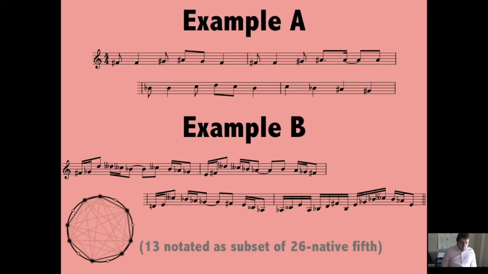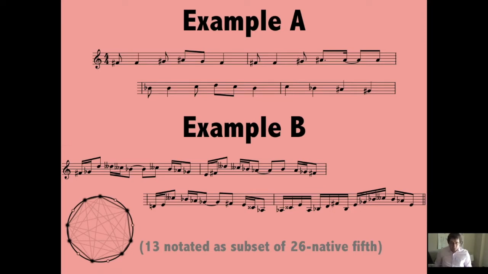So here is the music for our examples. These are notated as a subset of 26-tone equal temperament and its native fifth. You can see that example A looks really simple, and it gets us to focus on each of its little miniature tonal centers in the bar, like a center of F sharp, then B flat, and then C. In fact, you can almost turn it into a five-note pentascale, like Do, Re, Mi, Fa, Sol, but the Sol is so flat and squashed that it's actually a tritone away from the F-sharp.